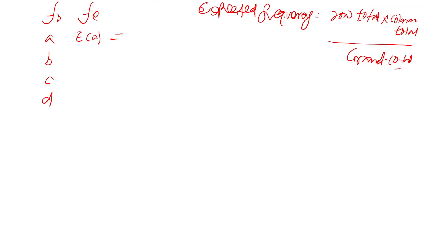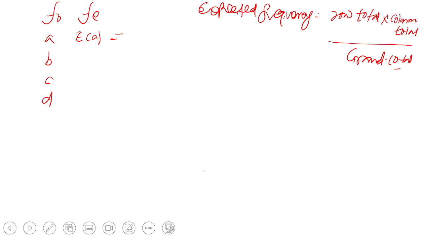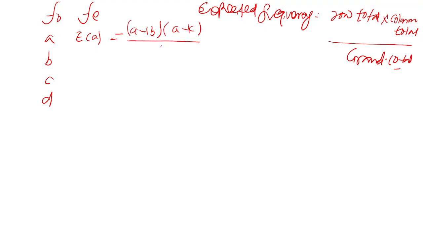So E of A will become, corresponding to A, row total A plus B, column total A plus C. So it's going to be A plus B into A plus C upon N.